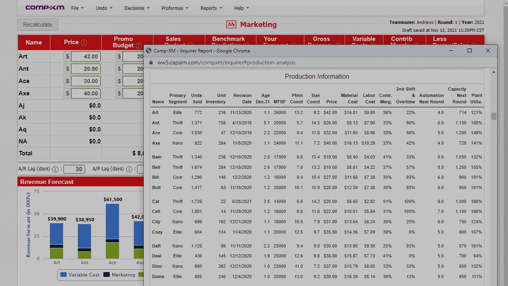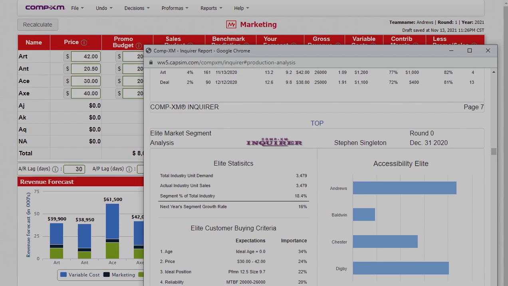So 1.16, or 16% growth, is acquired from next year's segment growth rate for Elite, as you can see here.